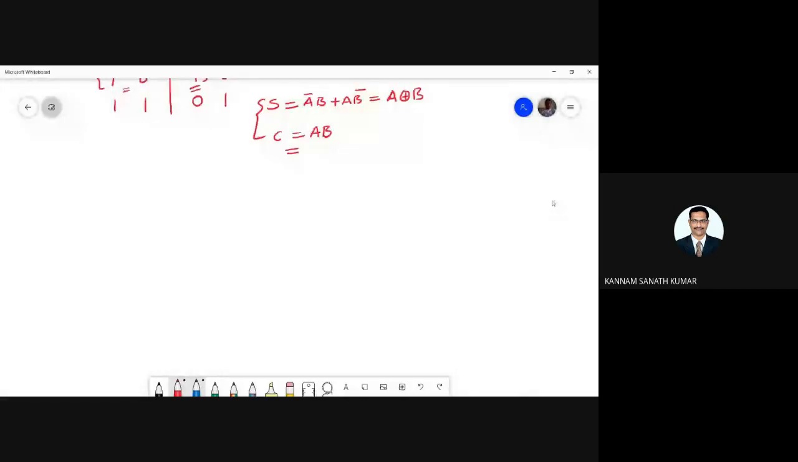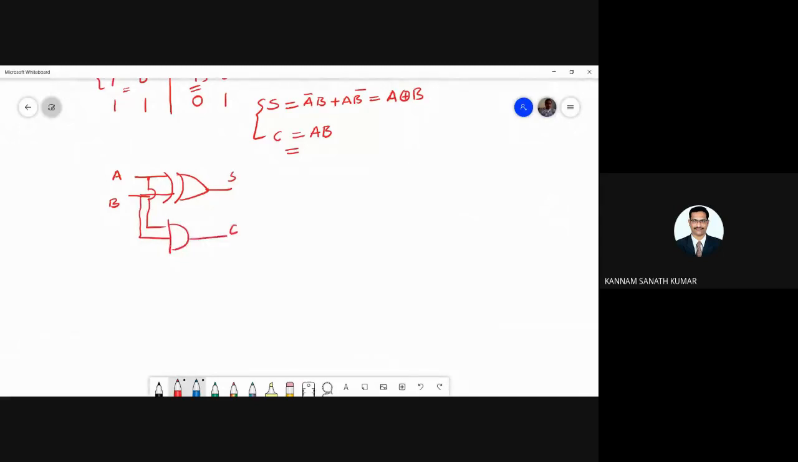You have an XOR gate. The inputs are A and B. And the same inputs you are giving to the AND gate. So this is nothing but sum and this one is carry.